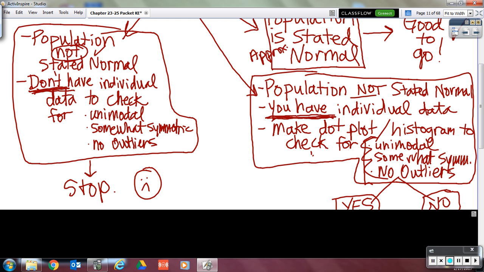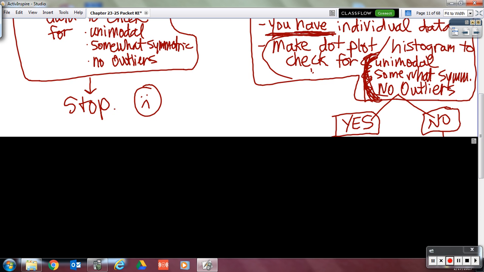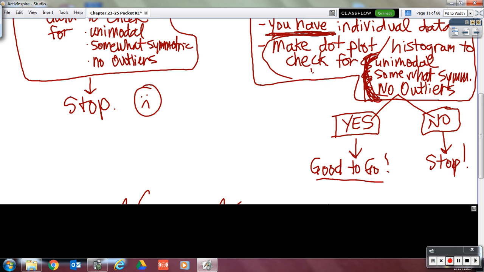They didn't tell you the population's normal. They do give you all the individual pieces of data. So here's what we're learning today that's new. We are going to make a dot plot or a histogram and see what that data looks like. And if it looks pretty unimodal, somewhat symmetric, and there are no outliers, then we're super pumped. Because if we think those little bitty numbers that we got come up pretty nicely shaped, then we are good to go, and we then know the population or the sampling distribution is nearly normal.